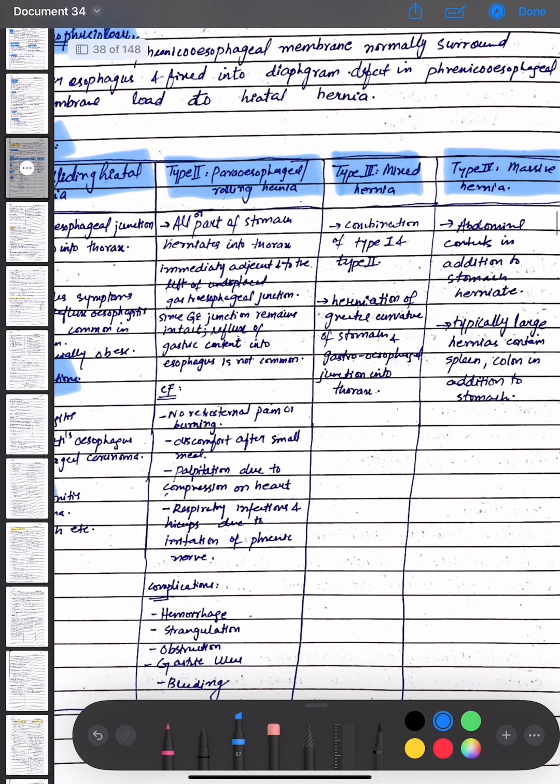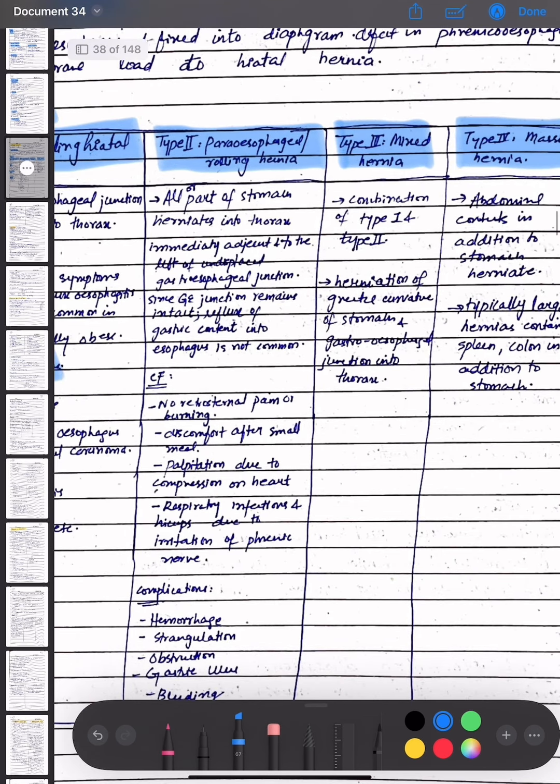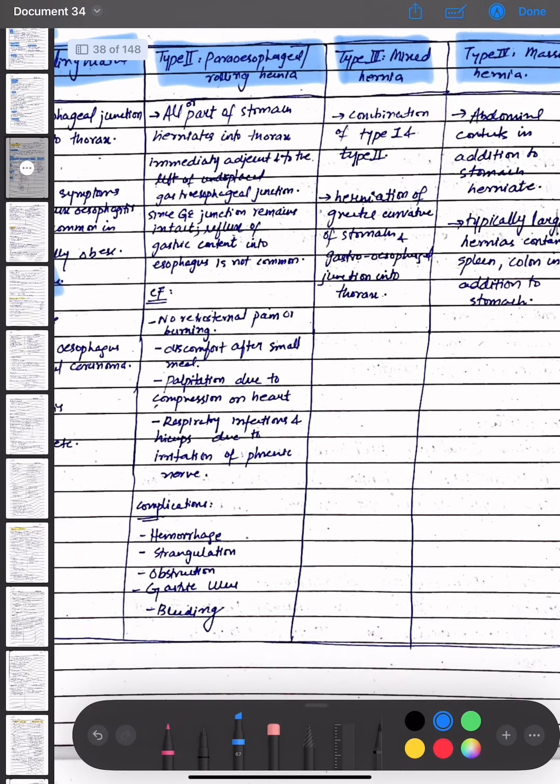In this, all or part of the stomach herniates into the thorax, immediately adjacent and to the left of the undisplaced gastroesophageal junction. Since the GE junction remains intact, reflux of the gastric content into the esophagus is not common. The clinical features of type 2 are no sternal pain or burning, discomfort after small meals, palpitation due to compression of the heart, respiratory infections and hiccups due to irritation of the phrenic nerve. The complications are hemorrhage, strangulation, obstruction, gastric ulcer, and bleeding.